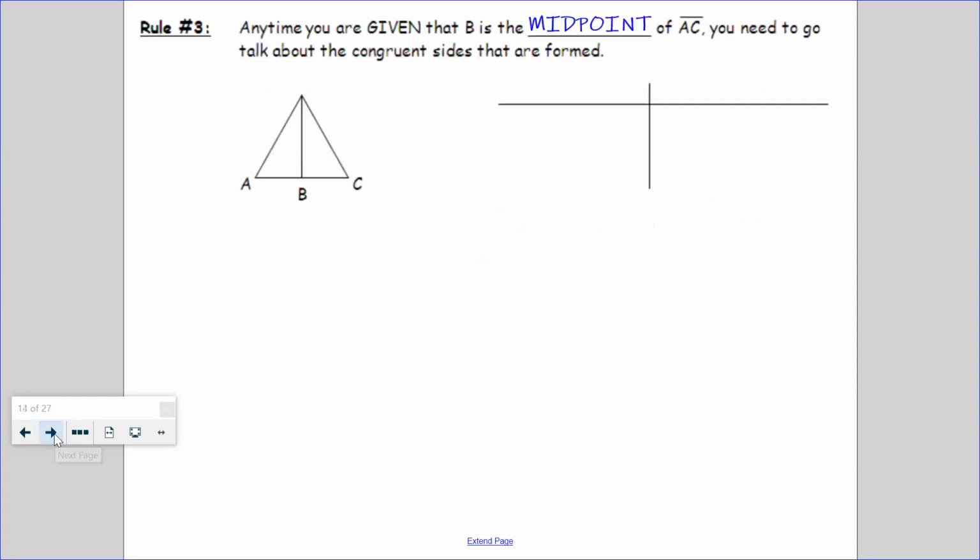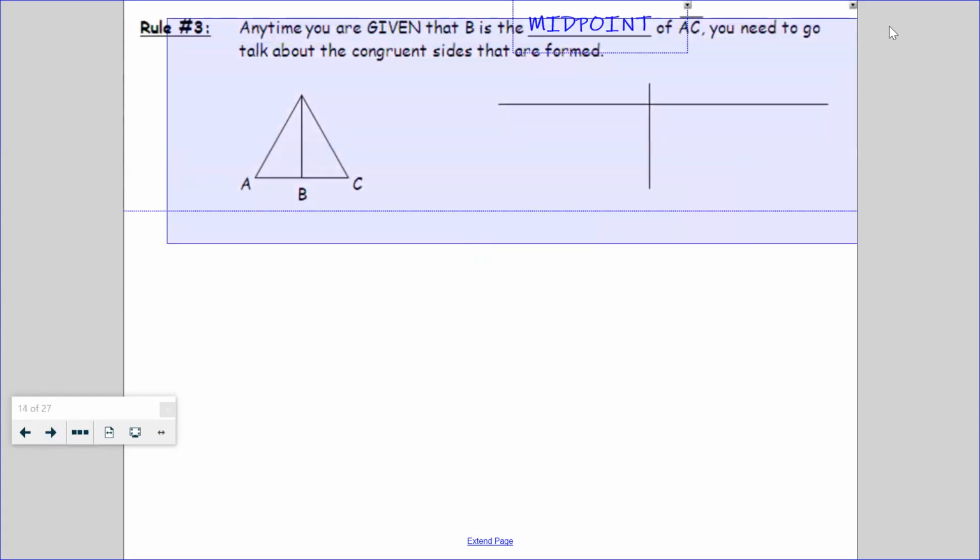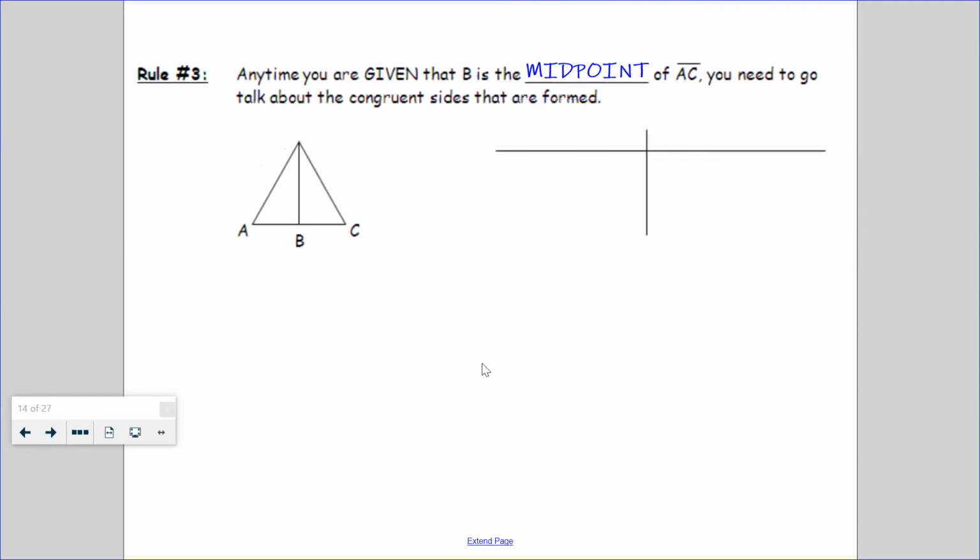Rule number 3. Anytime you see midpoint in the given, it says you are given that B is the midpoint of AC. You need to talk about the 2 congruent sides that are formed. So the first thing that will happen is this will be in the given part. So you will say B is the midpoint of AC and write given after it. And after that's given to you, since B is the midpoint of AC, you need to talk about the 2 congruent sides that are formed. The order matters, so make sure you're going in the right direction.